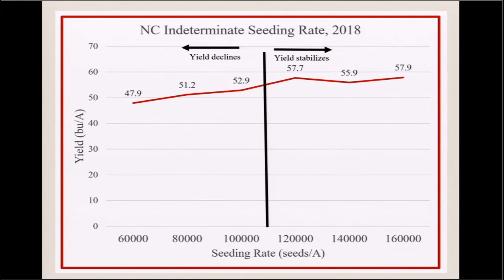And in this research, we saw that yield tended to stabilize at about 120,000 seeds per acre and above. And we saw yield declines definitely at the 60 to 80,000 seeds per acre range, but also slightly lower yields at that 100,000 seeds per acre range.